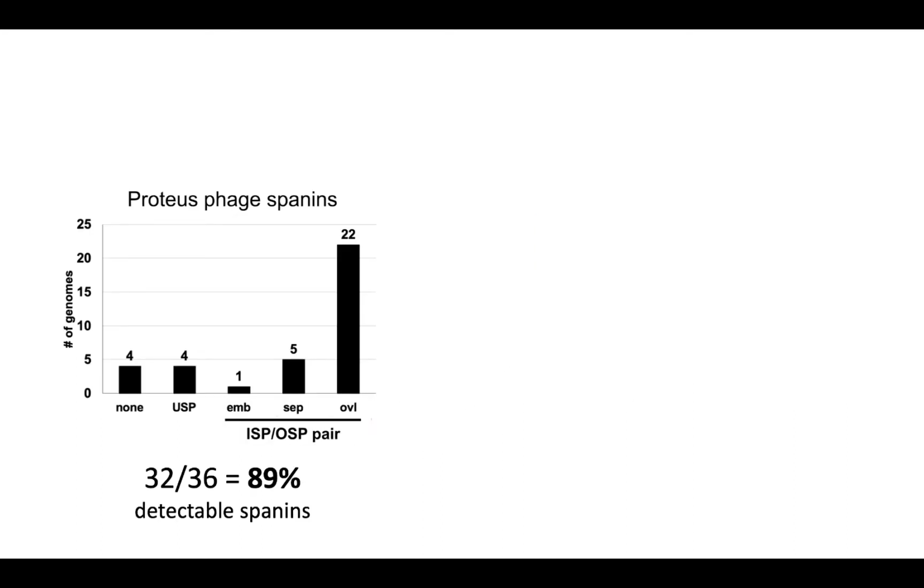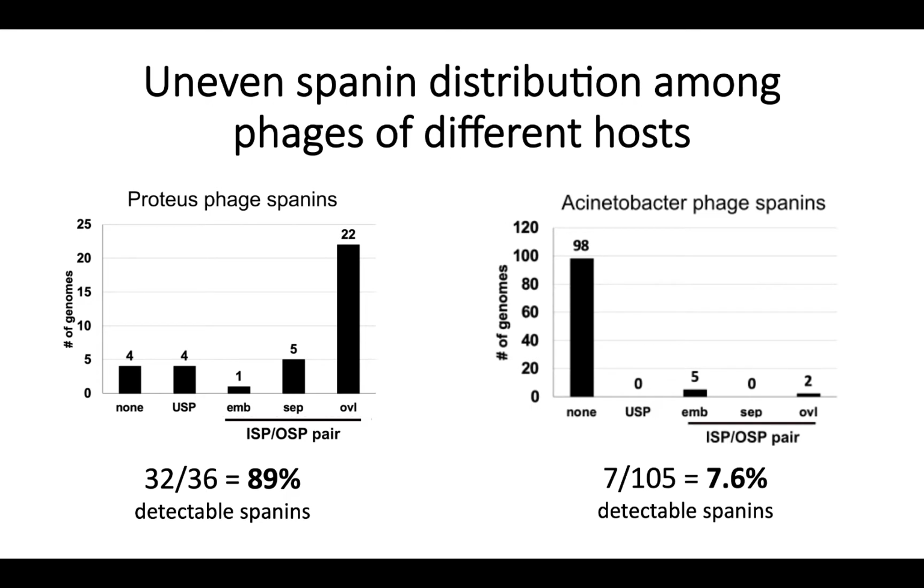In the case of the Proteus group of phages, the majority of them had detectable spanin proteins, and spanins of all different types, for a total of 89% having detectable spanins. This is very much in line with what was previously seen in the 1100 set. In contrast, for the Acinetobacter phage group, we really only were able to find detectable spanins in 7.6% of the group. So the majority of them didn't have detectable spanins.